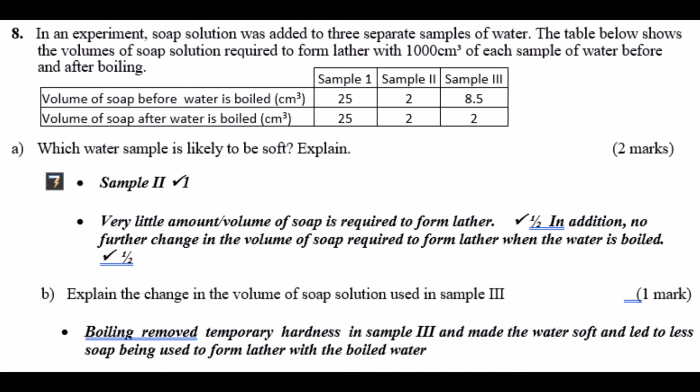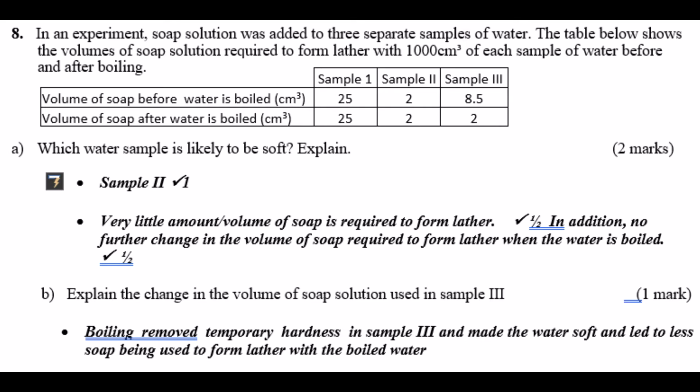Question number 8. The data as given before in the question, then the sample that is likely to be soft water is sample number 2. Why sample number 2? Because it required very little amount of soap to form lather, and in addition, even after boiling the water, the amount of soap required to form lather remained the same.